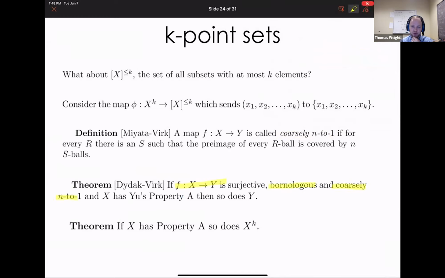You can ignore that word, it just means the appropriate kind of continuity. Then if X has property A, then so does Y, right? And remember, property A is just this nice amenability type property that implies embeddability in Hilbert space. And we also have this fact that property A is preserved by products. I'm not sure who to credit this to, but it's probably in Rufus Willett's notes somewhere if you want to see.